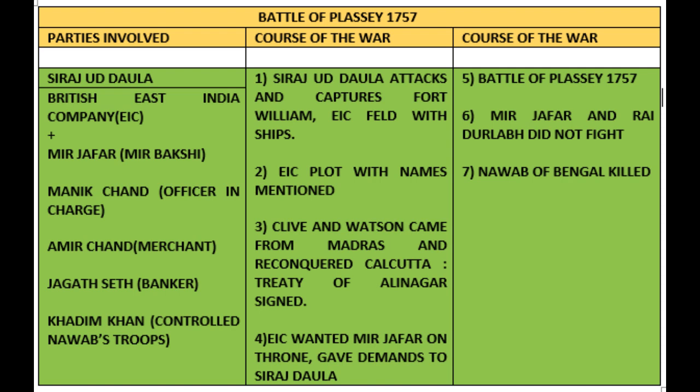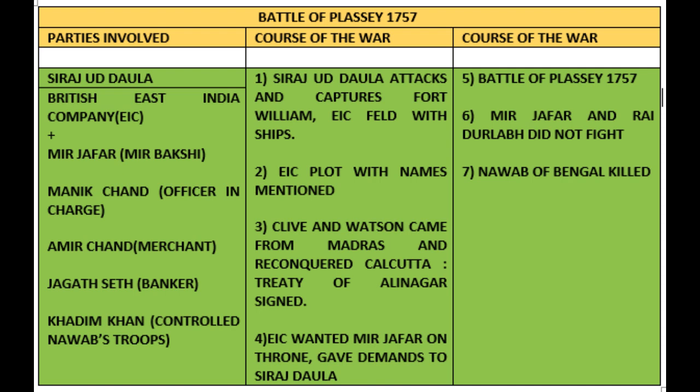The English escaped with their ship. The English waited for reinforcement from Madras and started intriguing with the court officials of the Nawab of Bengal. Chief among the people who were conspiring with the East India Company were number 1, Mir Jafar, who was the Mir Bakshi; number 2, Manik Chand, officer in charge of Calcutta; number 3, Amir Chand and Jagat Seth, who were rich merchants and bankers; number 4, Khadim Khan, who controlled a massive number of the Nawab's troops.